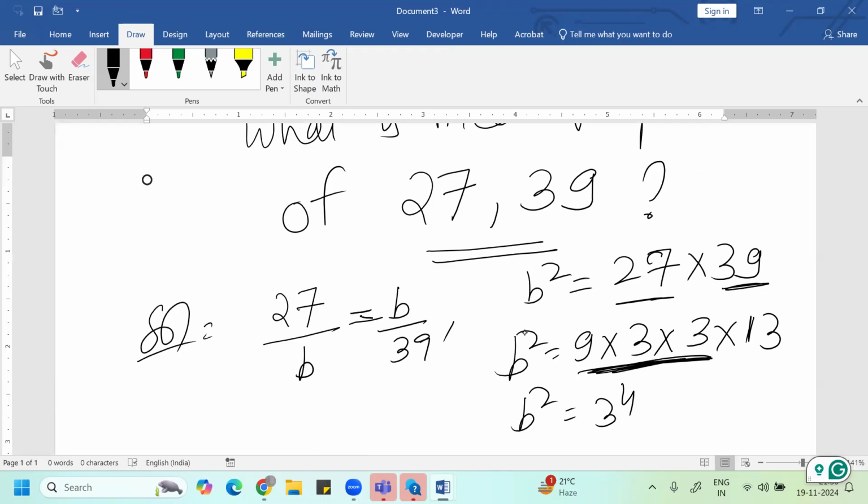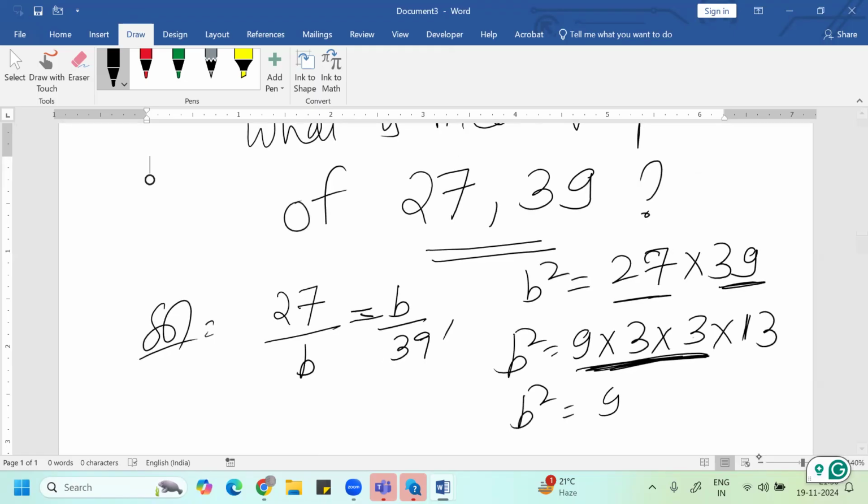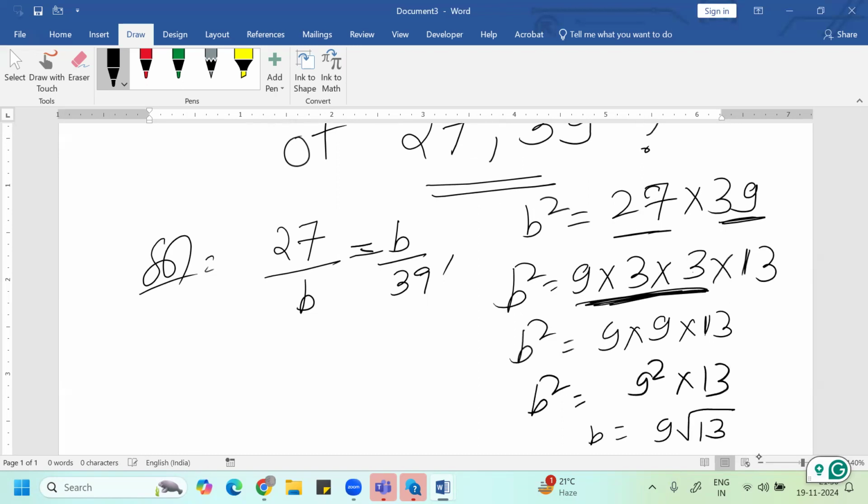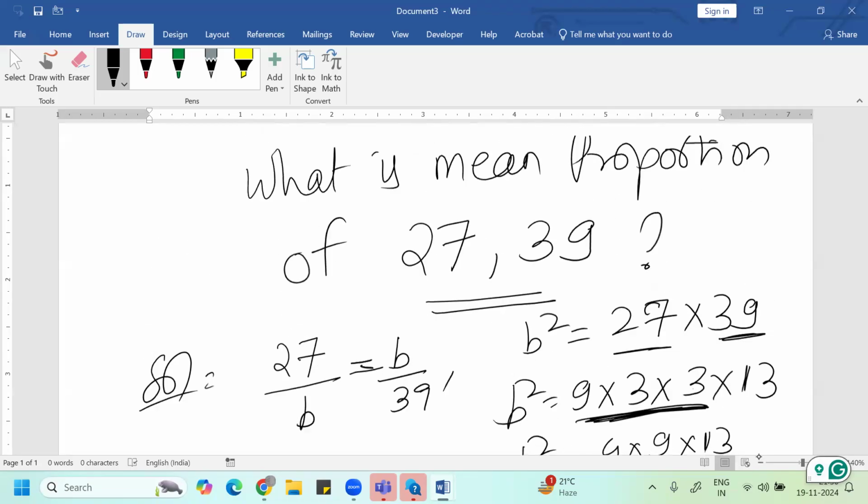This is 9 into 9, which means 9 into 3 into 3 is 9 into 13. And so this is what? This is 9 square into 13. So what is B? B is 9 into square root of 13. You're getting it. So do it whichever way.